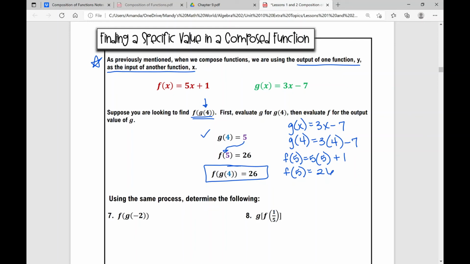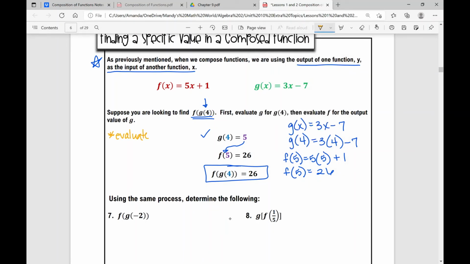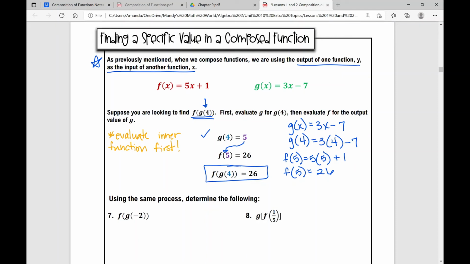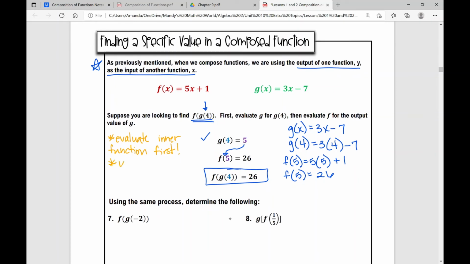So let's make a little note here. I want you to, so, when you're doing your problems, you can come back. Evaluate the inner function first, then use the output value to evaluate the outer function.